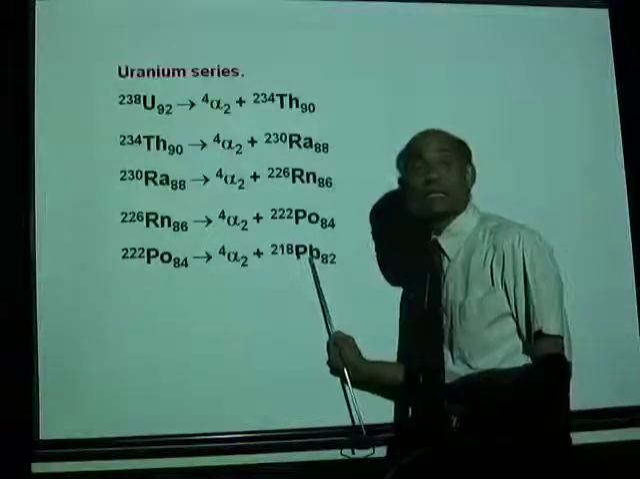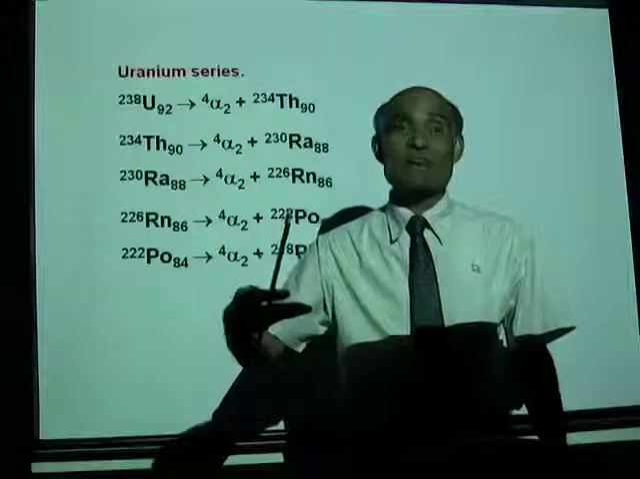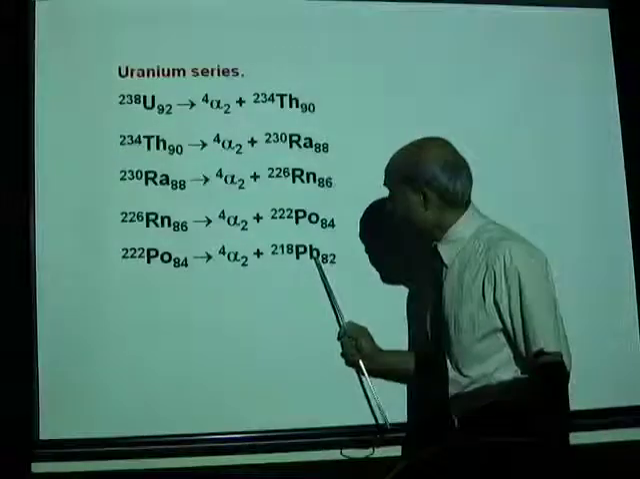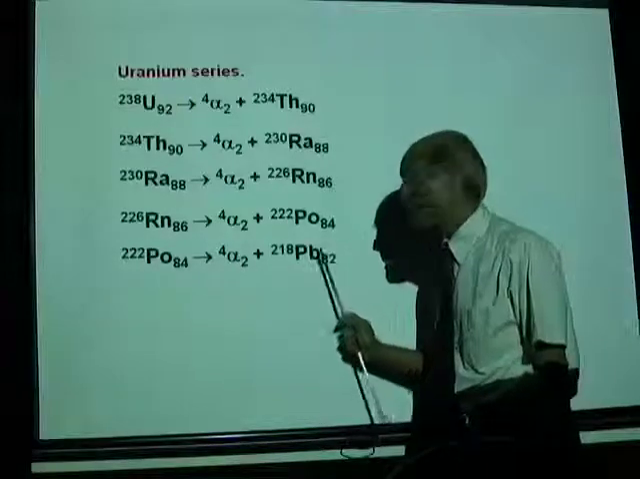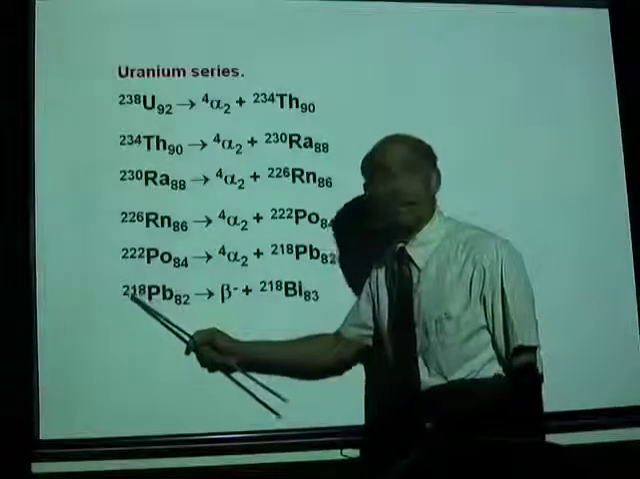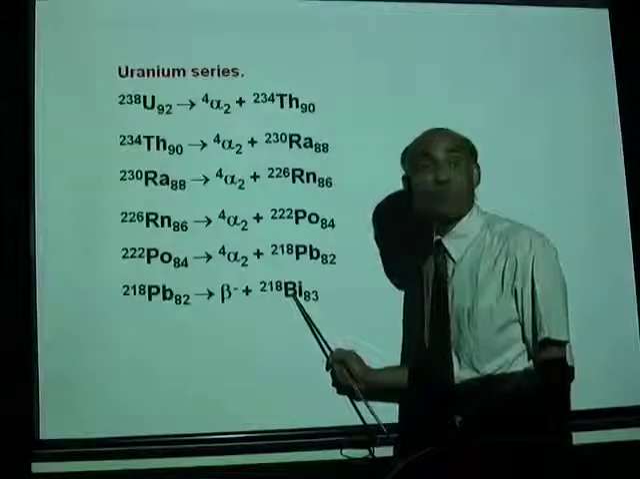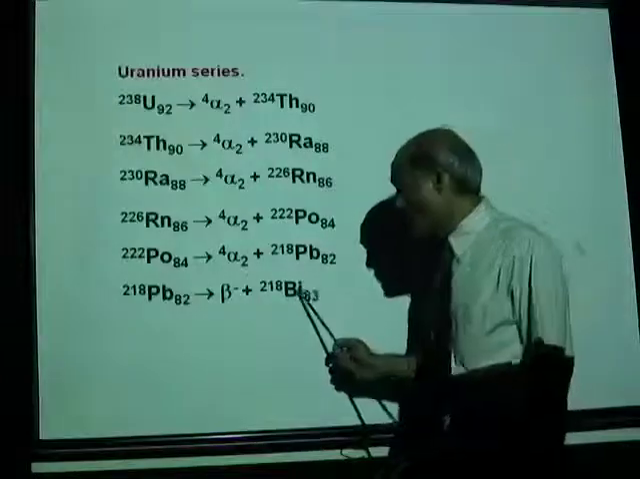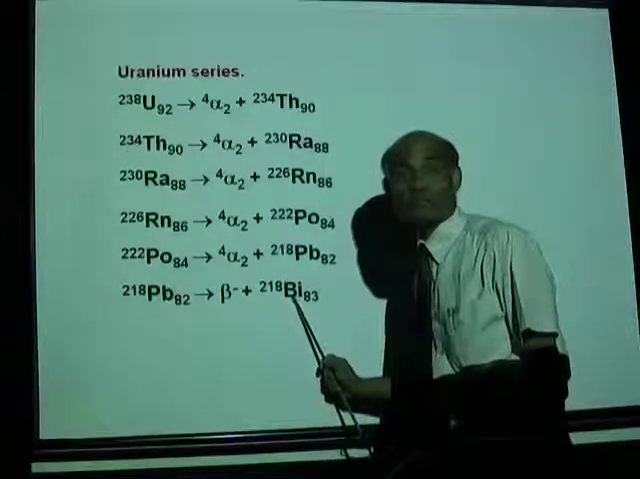When a beta is emitted, when I say beta, I mean beta minus, a negative electron. If it is a positron, I will mention it specifically. When a beta is emitted, the atomic number increases by 1 and the mass number will remain the same. So, lead 82-218 emits a negative beta, becoming an isotope of bismuth, 83, the same mass number. And this again is beta active. Can you write down that equation?